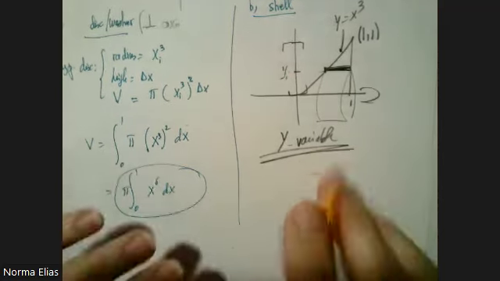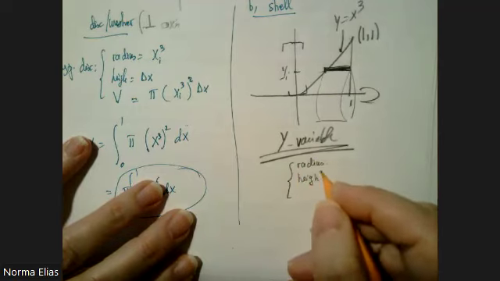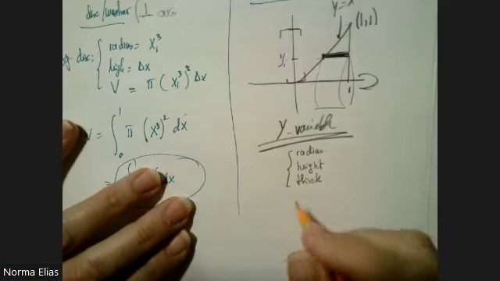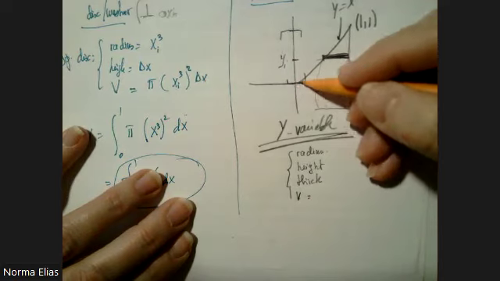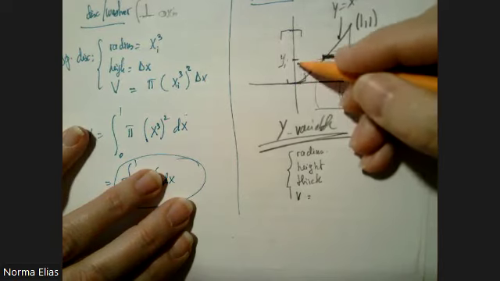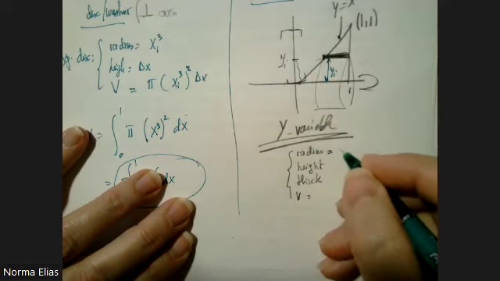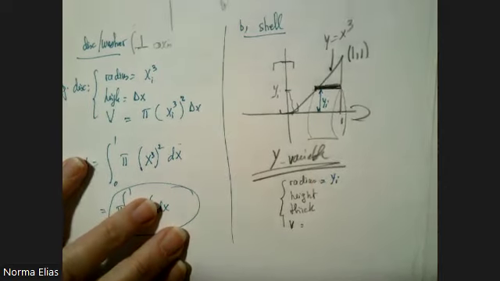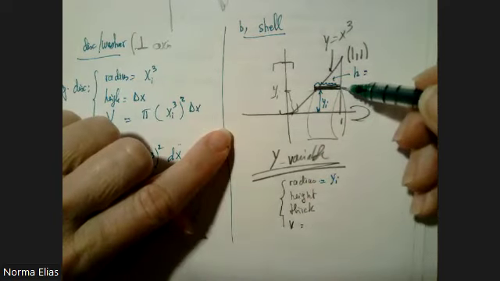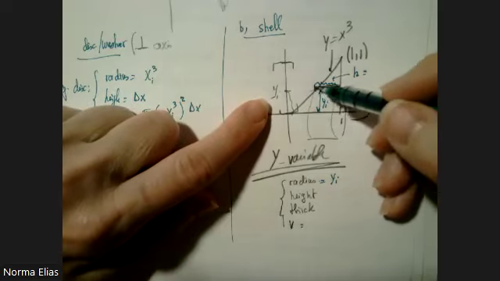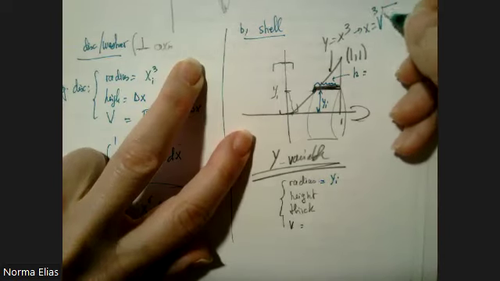So for a shell, I need the radius, the height, and the thickness, and finally the volume. When I rotate, what's the radius? It's the distance from the axis of rotation to the shell itself, to this little piece. So from here to here, this is my radius. So my radius is yi. My height is just the height of the shell. That's the right value minus the left value. If this is yi, I need the value here, so I need the x for it. X is the cubic root of yi.